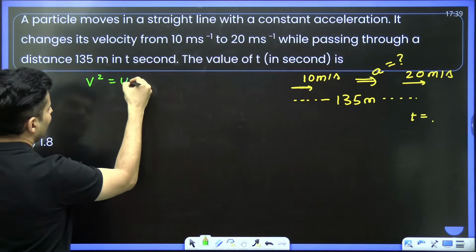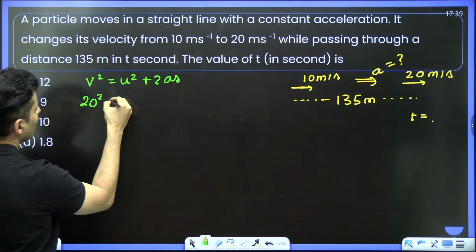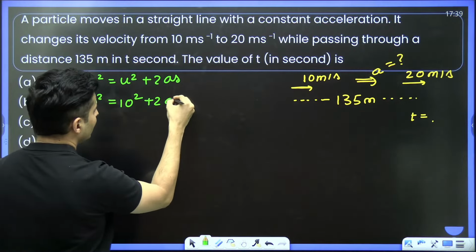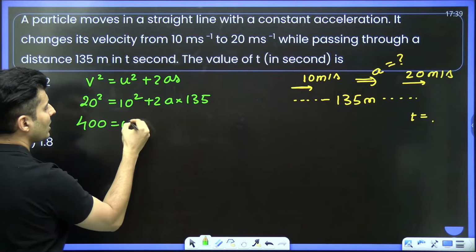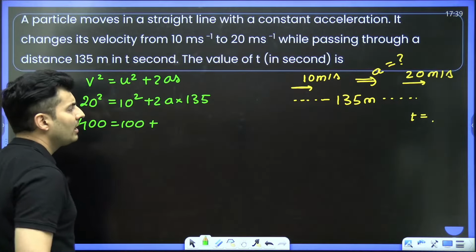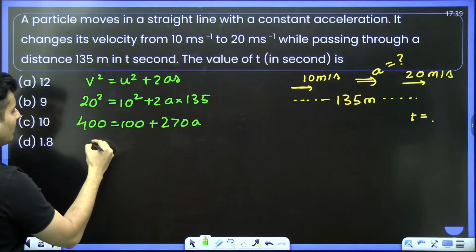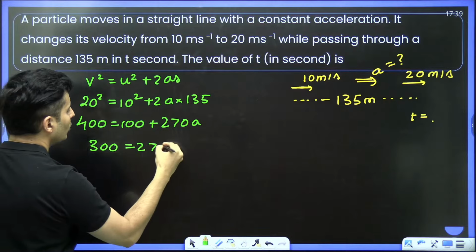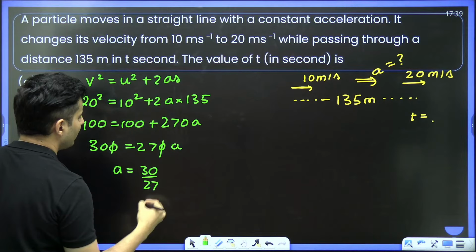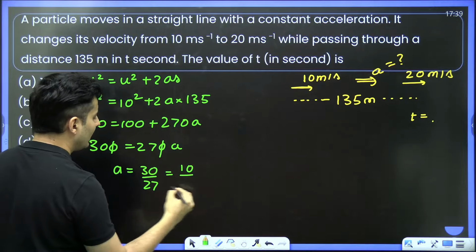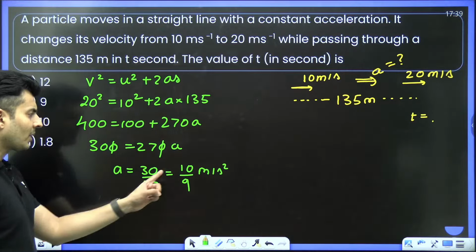So V square equals U square plus 2AS. V is basically 20, U is basically 10. Acceleration I don't know. Displacement is 135. This will become 400 is equal to 100 plus 135 into 2, which is 270, so 270A. This will become 300 is equal to 270A. The 0s cancel, so A will be 30 by 27. Divided by 3, it will become 10 by 9. So acceleration is 10 by 9 meters per second square. That's what I got.